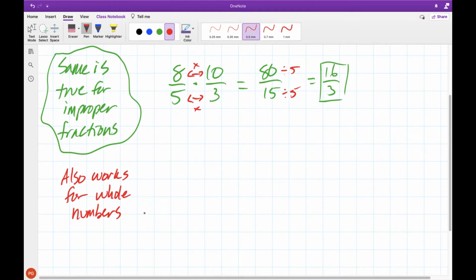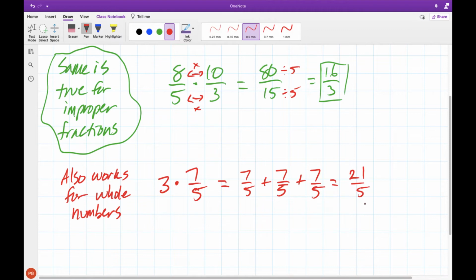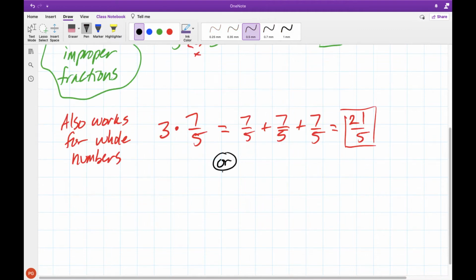Now we saw how to multiply with whole numbers in a previous video. We have something like 3 times 7 over 5. We know this means 3 groups of 7 over 5, so we could write this with some repeated addition. Recognizing that our denominator will stay the same, we've got 7 plus 7 plus 7 gives us 21 over 5, and we can't reduce this.